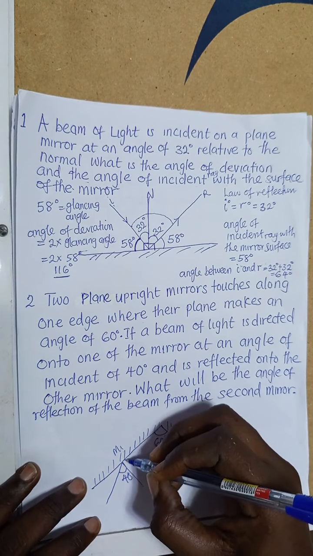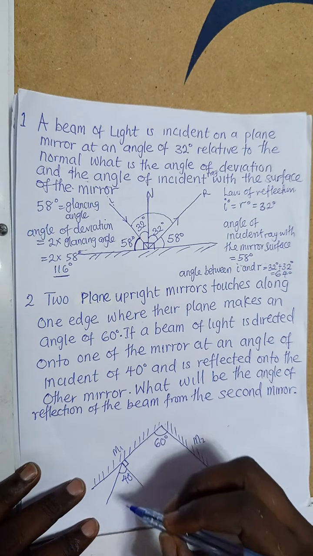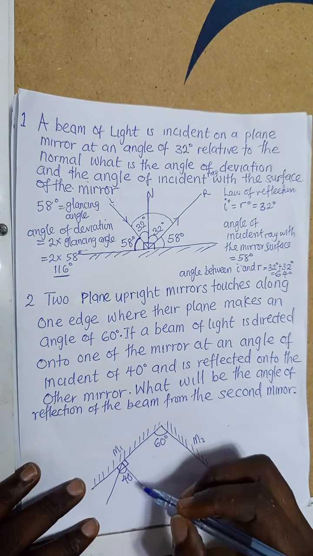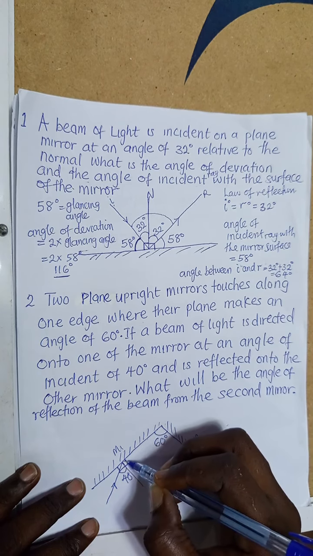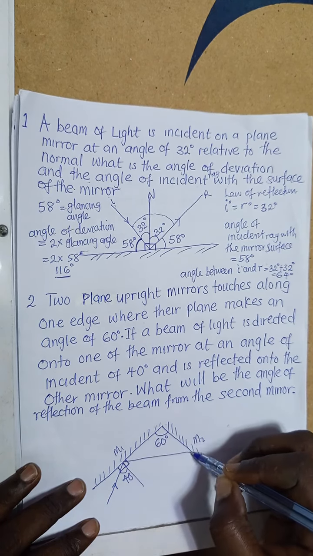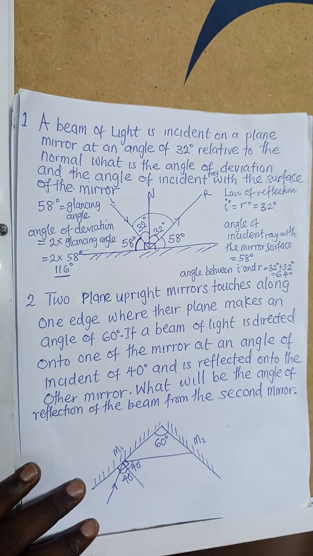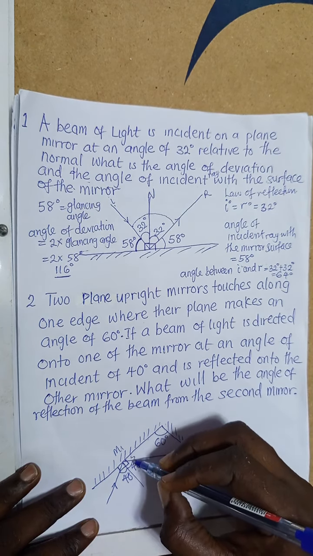Remember that this number is 90. So this place is also 90. So let's say it hits the first mirror like this, it will reflect with the same angle to go and hit this one. So here is 40. And if here is 40, because here is 90, here will be 50.